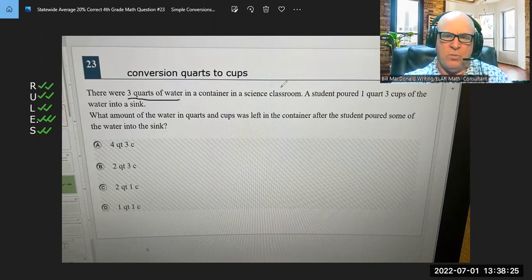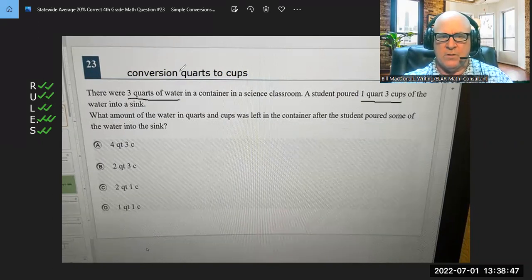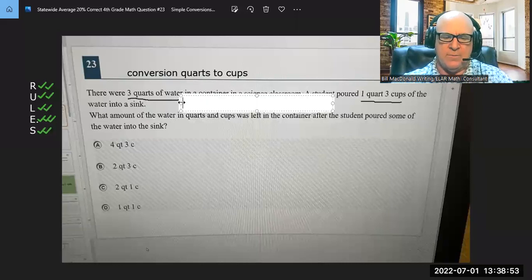So they're in one container. A student poured 1 quart, 3 cups of the water into the sink. Okay, so that means that it's leaving the container, if you were to imagine. So one thing that you might have your kids do, which will always help, is what I call the acronym ARMS. What does ARMS mean? ARMS can be 2 things.